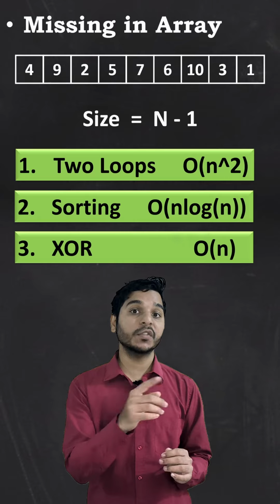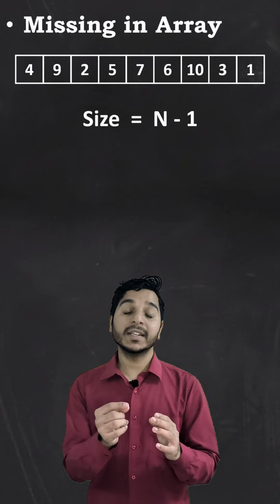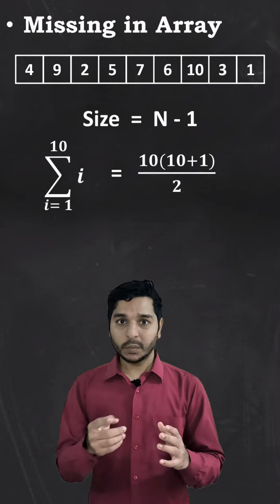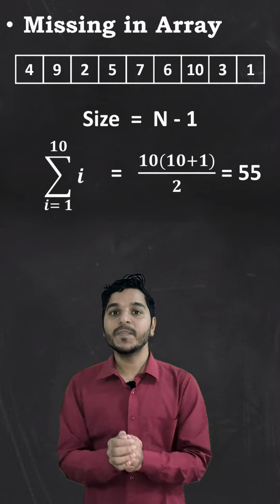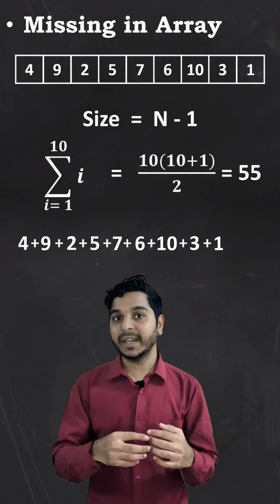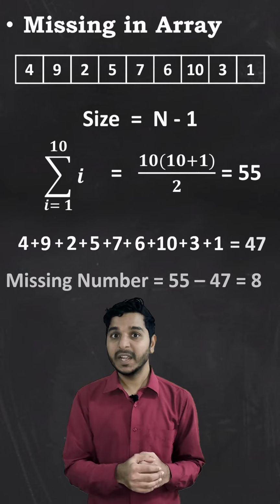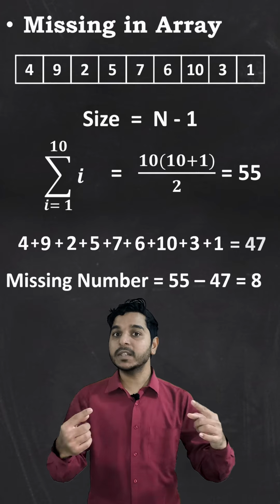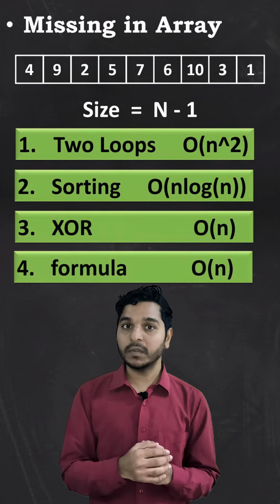But the best solution for this question would be to use this formula, that is n into n plus 1 divided by 2, the sum of the first n natural numbers. We take n value as 10 here and we get 55, that is the sum of all the numbers between 1 to 10. Then we find the sum of all the numbers from the array and we get the answer as 47, less than 55 because of one missing number. Now to get that missing number, we'll subtract these two terms and we'll get the answer as 8, and that is our answer.